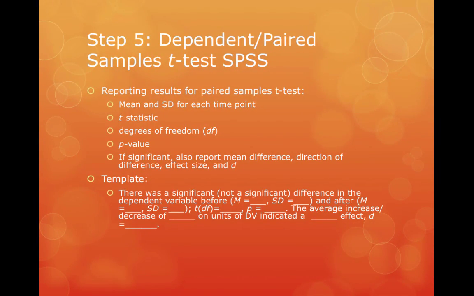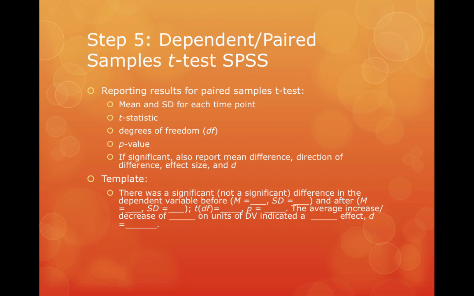When reporting your results for paired samples t-tests, report the mean and standard deviation for each time point, your t-statistic, your degrees of freedom, your p-value. Because we don't do this by hand, you're never going to have a critical value for this, so it's just going to be your p-value that we get directly from SPSS. And then if it's significant, also report your mean difference, the direction of that difference, the effect size, and then Cohen's d. So here's your template.